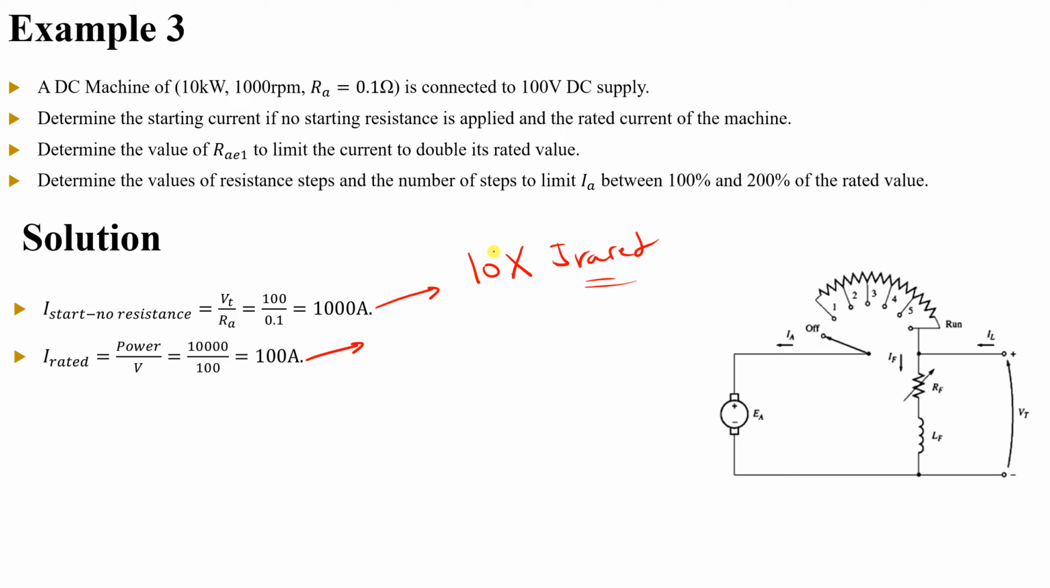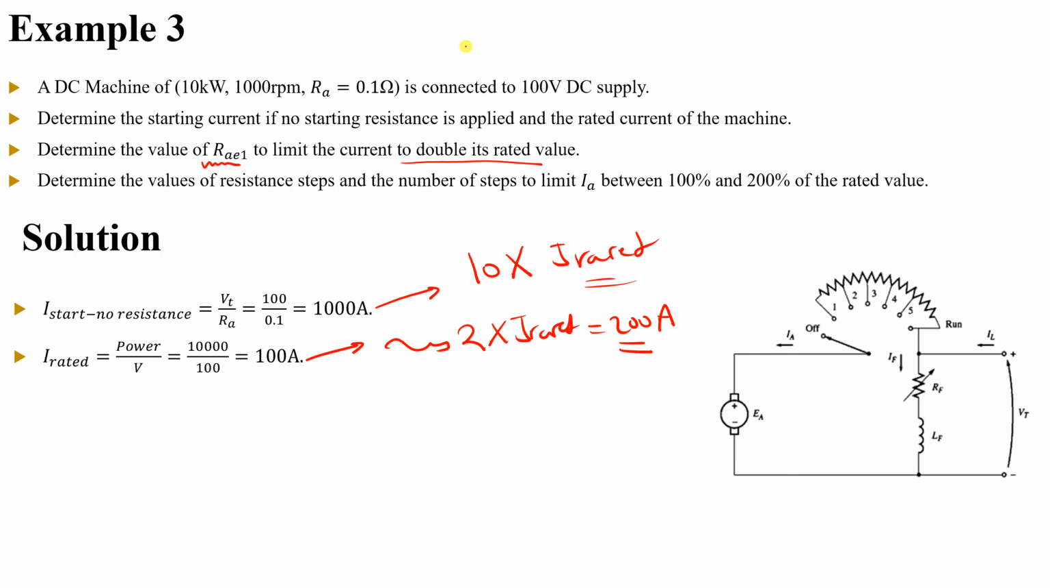That is a very large amount of current that can damage our windings, commutators, brushes, everything. So what I'm going to do is add a resistance to limit the current to double its rated value. Double its value means the current will be 2 multiplied by I rated, which means 200 amperes. That is the maximum current I need at starting.